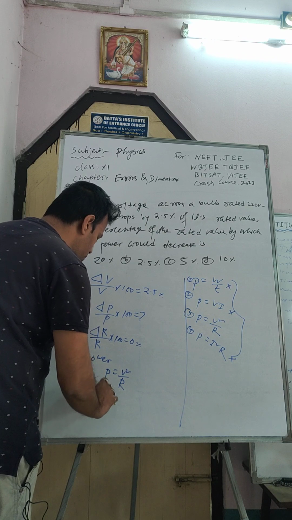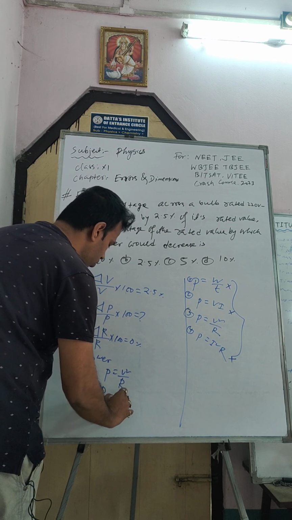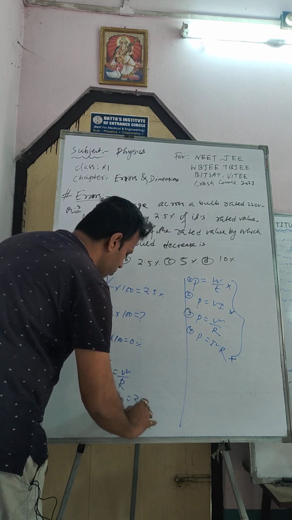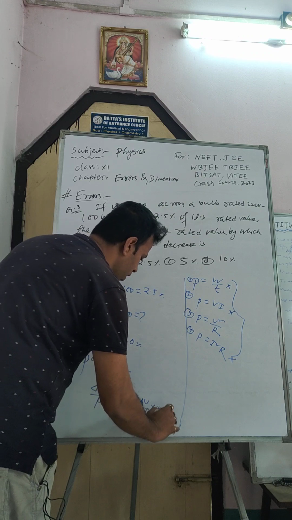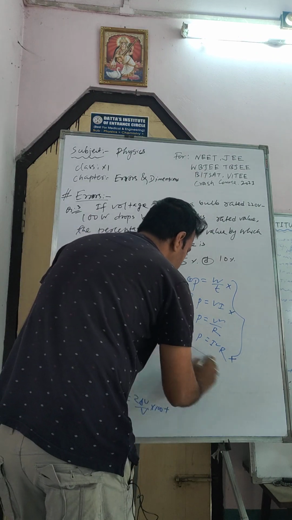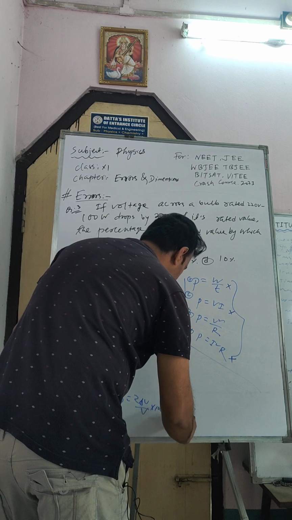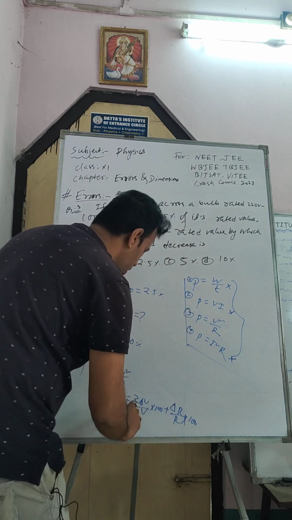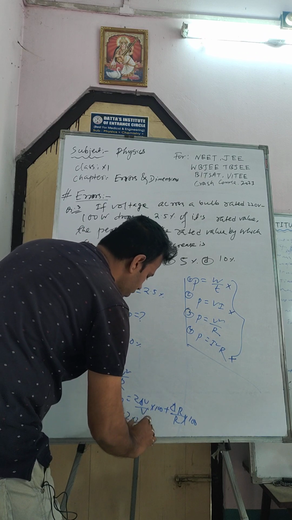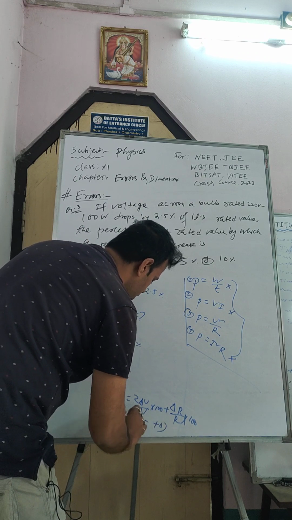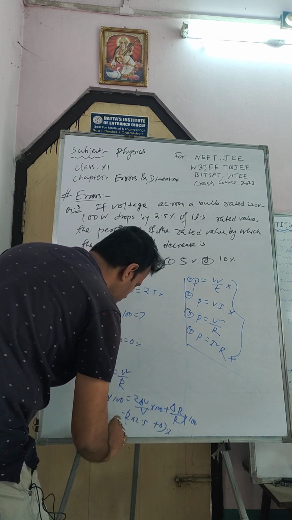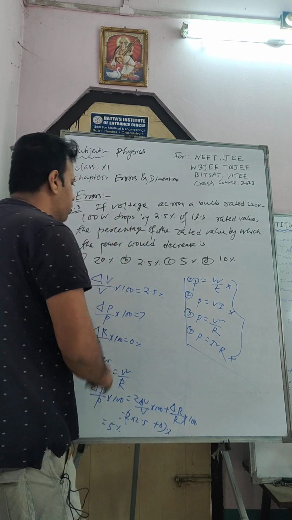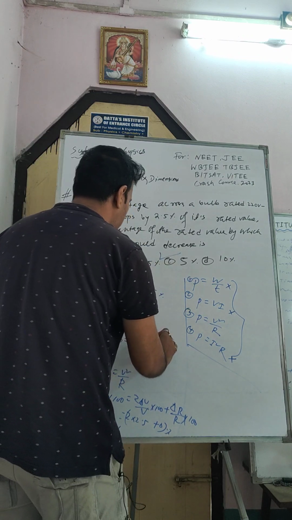So if you use the formula del P by P into 100, here it will be 2 del B by B into 100 plus what is given here, del R by R into 100. But this R is what? 0, and this will be 2 into 2.5% plus 0%. So it will be 5%. So what is the answer? 5%. So which option is correct? Option C is the correct answer here.